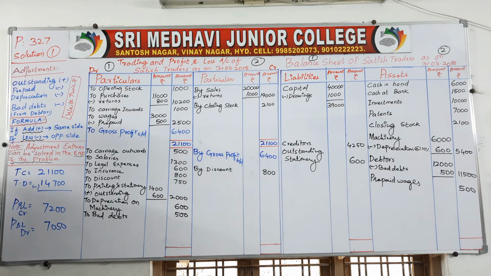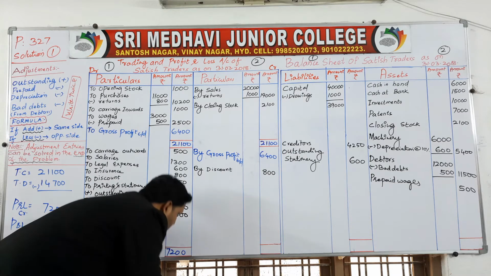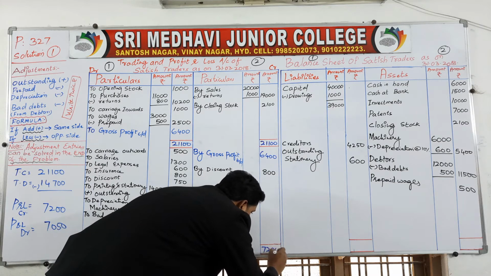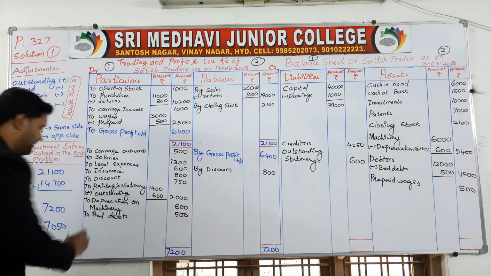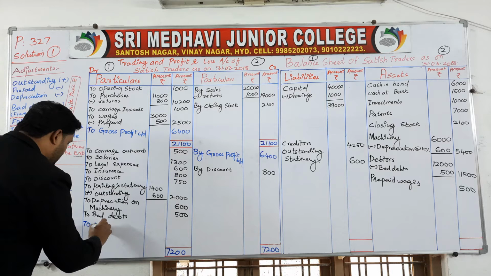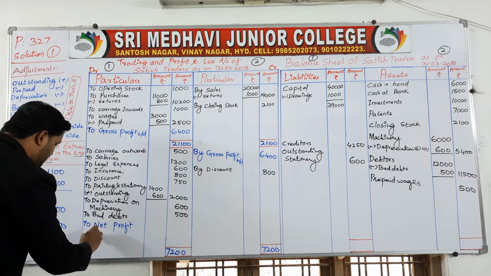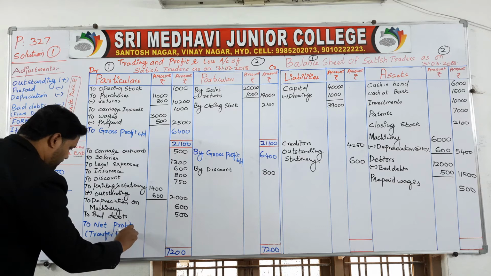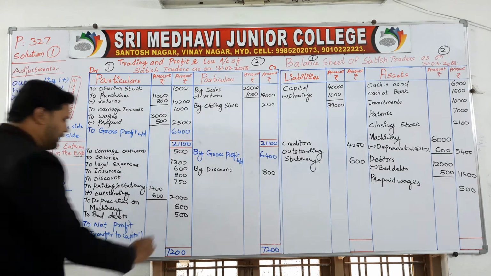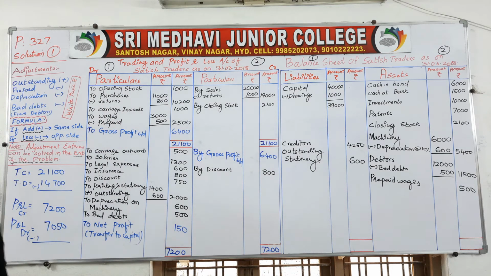So which one is greater, 7,200 or 7,050? Of course 7,200, so write 7,200 on both sides. From this 7,200 minus this 7,050, you will come to know the net profit, which is nothing but the net profit transferred to capital. How much? 150 rupees. How did you get this 150 rupees?